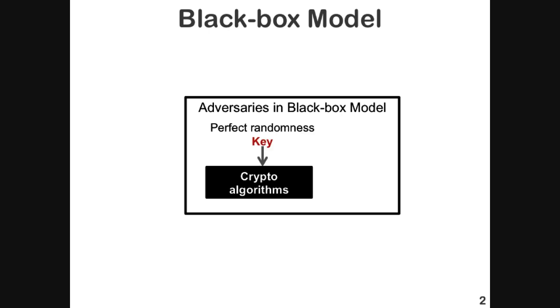randomness from which we, for example, sample the secret key. So we have this key that comes from this perfect source of randomness. This perfect randomness is also used, for example, when the algorithm is executed. For example, when we do some encryption, we need some perfect source of randomness. And then there's this adversary.